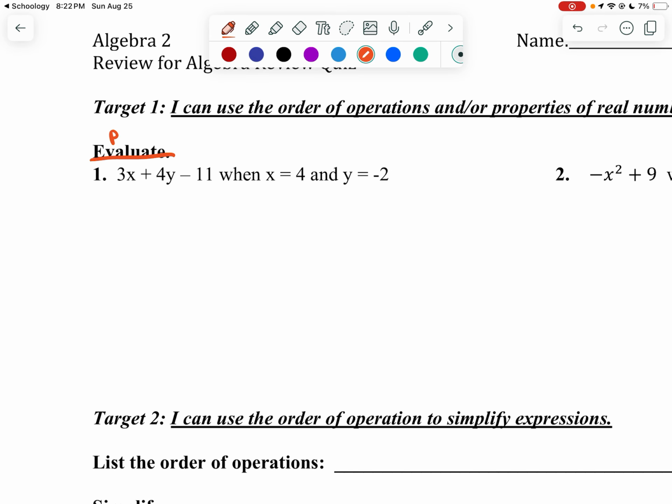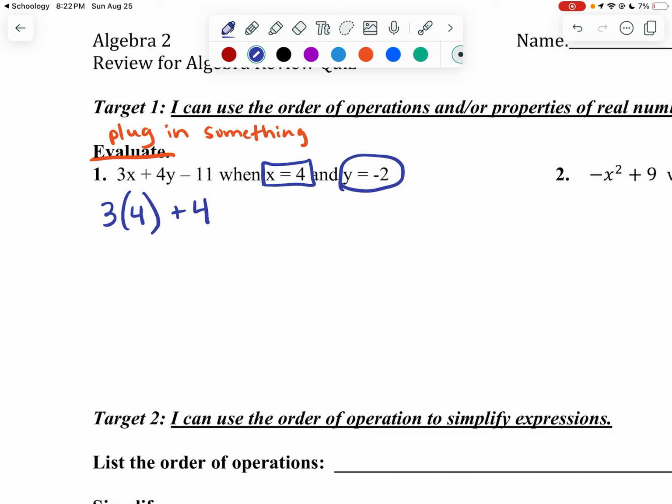So evaluate always means we're going to plug in something. Right, something for X, plug in something for Y. We're just going to plug it in or replace it, and then actually calculate it. Okay, so anywhere I see an X, I'm going to put that in parentheses. I'm going to put a 4. Okay, and then anywhere I see a Y, I'm going to replace that with a -2, also in parentheses, anytime you plug something in, and then -11.